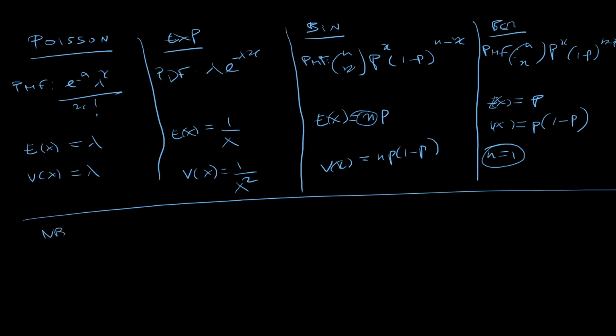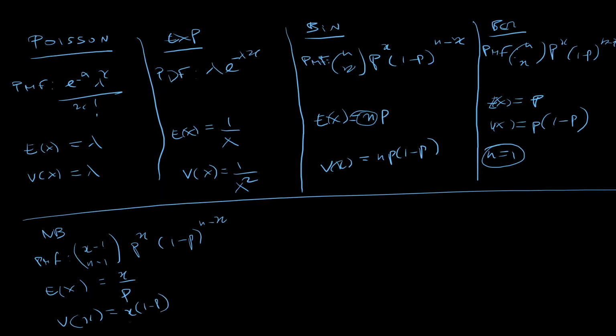For our negative binomial, our PMF, as we've seen, is x minus 1 choose n minus 1, p to the x, 1 minus p to the n minus x. Our expected value is x over p, and our variance is equal to x, 1 minus p, over p squared.